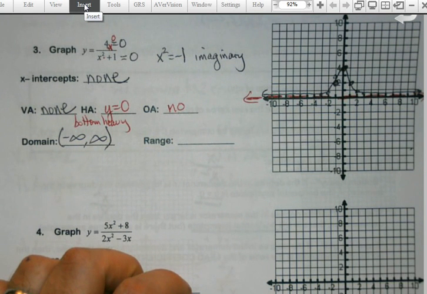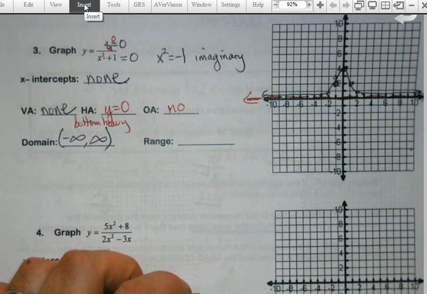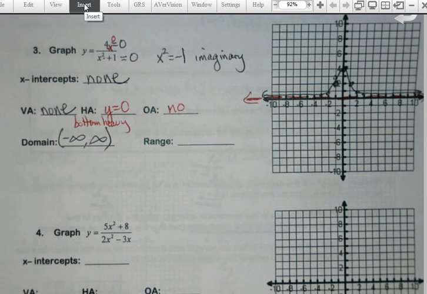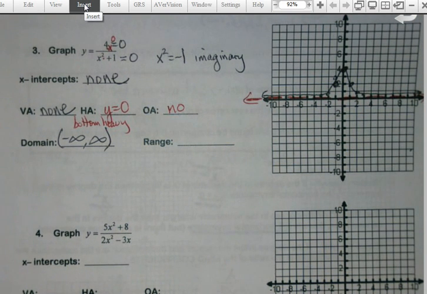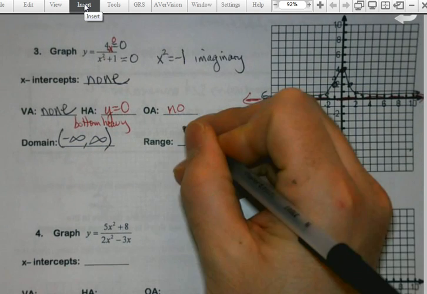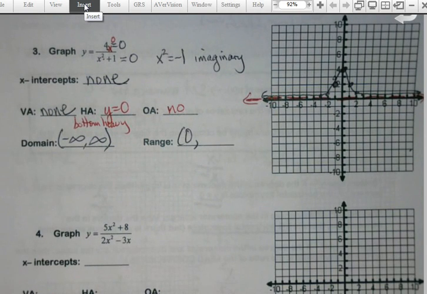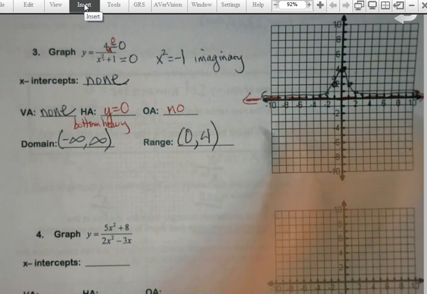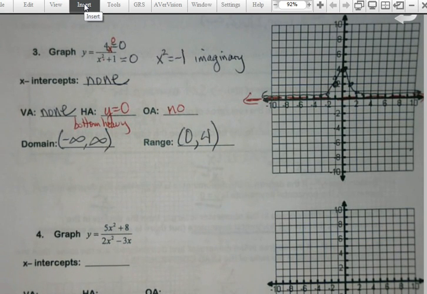Any restrictions on my range as I go from bottom to top of my graph? Is there any restriction on the bottom? What's the lowest y value I'm ever going to run towards? 0. Any limit to where the top may end up? 4. So my range, that's kind of narrow for this one. Okay? So we've got to be a little bit flexible with these to see how this works.